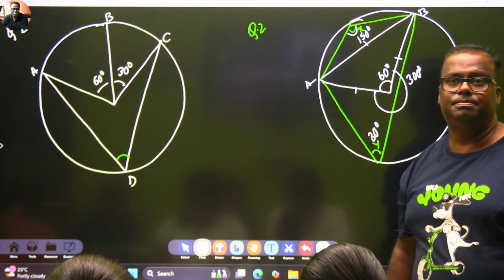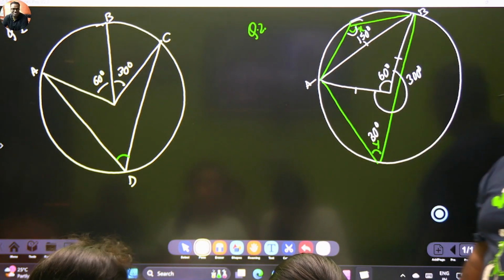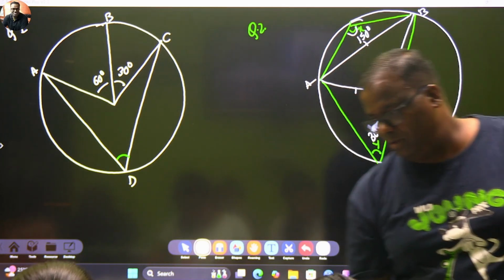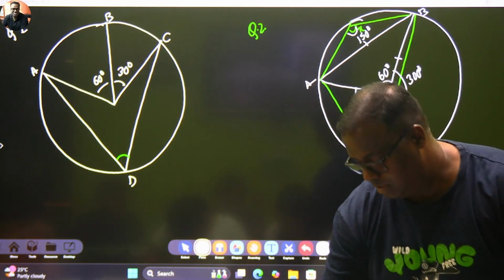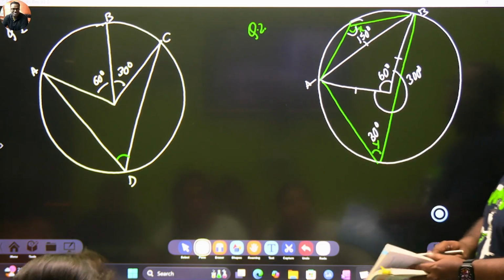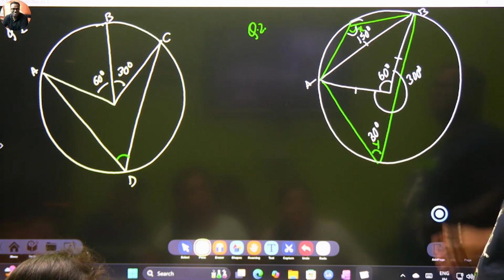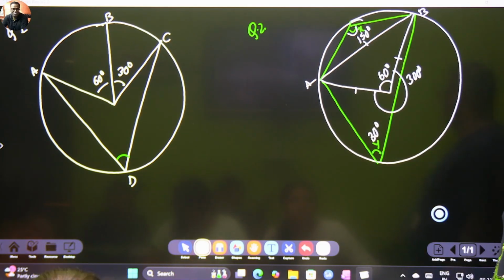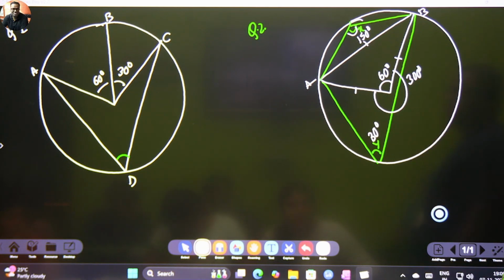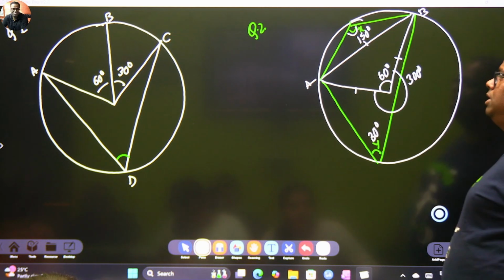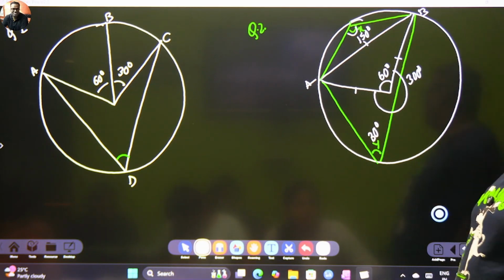Clear? Yes, sir. Okay. Yeah, tell me what is one more. Yes, they are, because they are cyclic quadrilateral. So if you want, you can use that also. No issues. But the initial problem gets solved only when you construct that.